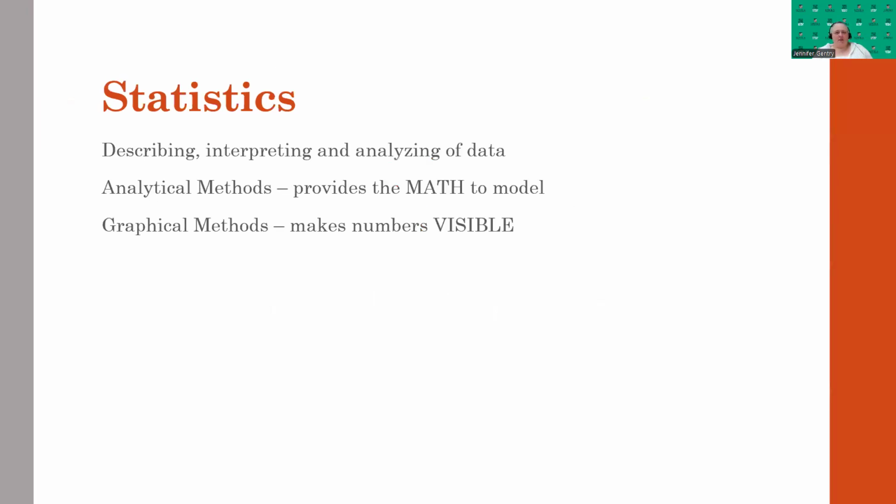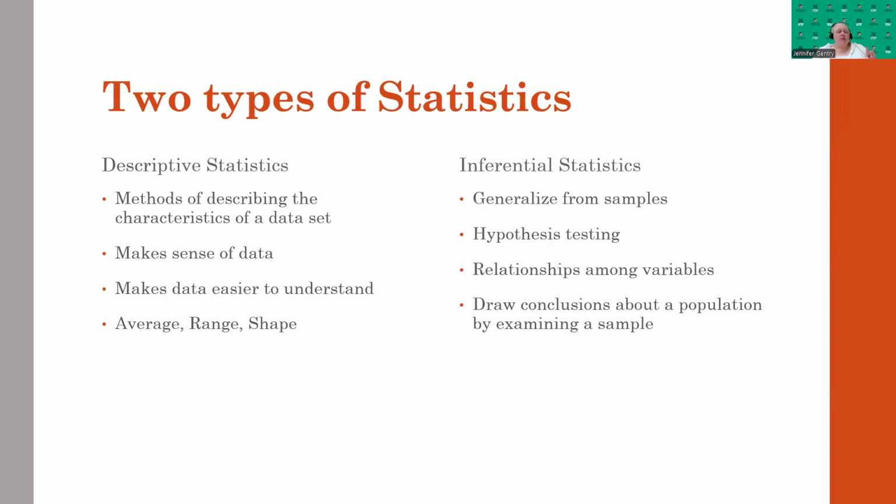So again, statistics. When we look at Python, we're going to look at describing and interpreting data that we already have. We're going to look at math that we're applying to that data and also possibly graphics, a graphical representation. There are two types of statistics we're going to look at. The first one is descriptive, which is this week, and next week is inferential. Descriptive methods of describing characteristics help you make sense of the data and make the data easier to understand: the average, the range, the shape, the mean, the median, the mode.